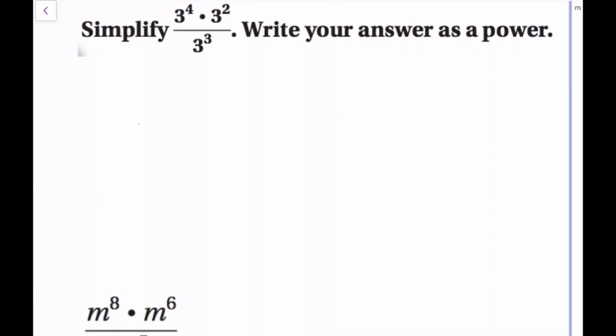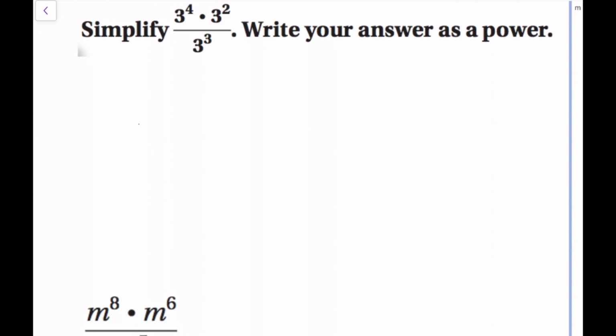All right, so for this example, we are told to simplify the term 3 to the 4th power times 3 to the 2nd power all over 3 to the 3rd power. Write your answer as a power. Okay, so there's actually more than one way to do this. I'm going to show a couple right here.